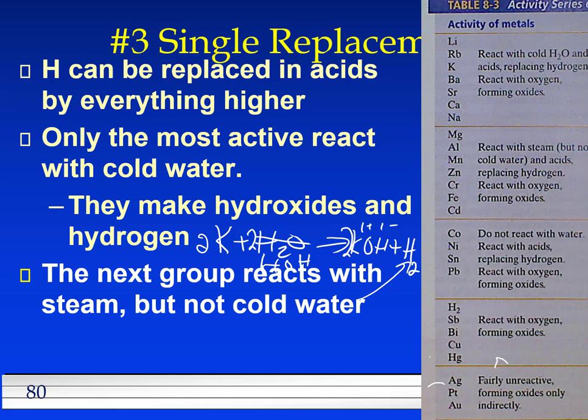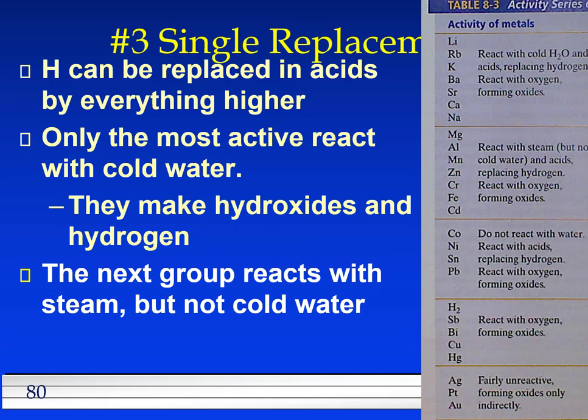The next group down, if you heat the water up to steam, it'll happen. If you don't, it won't. They won't react with cold water. So they're active, but not quite as active.